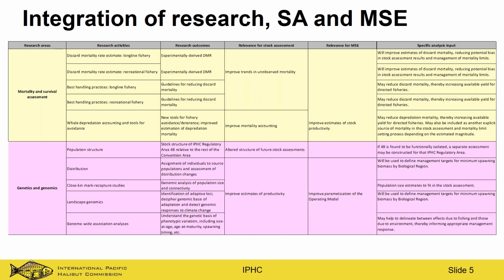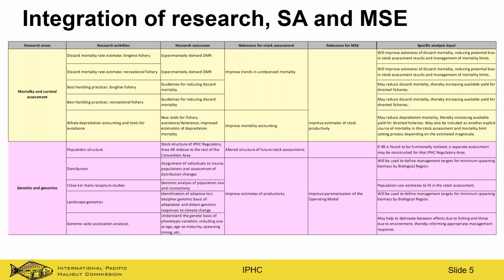The next table includes the rest of the research areas: mortality, survival assessment, and then lastly, genetics and genomics. Here we're incorporating as research activities the ones that we're actually planning and contemplating in the next iteration of our 5-year research plan. So you'll see novel aspects that we have not yet touched on, but that are going to be included in our next 5-year research plan.